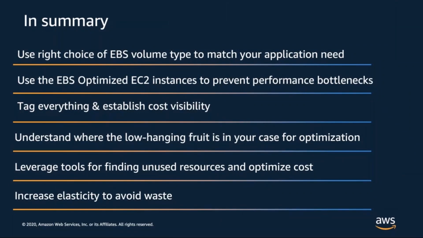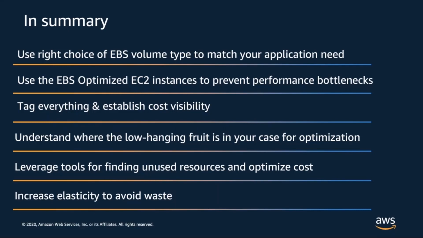In summary, let's wrap up what we have learned so far. The right choice of EBS volume type is critical to meet your application workload based on the throughput and IOPS requirement. EC2 instance right sizing is very critical to prevent performance bottlenecks. Tag everything. Snapshots inherit from EBS volume tags to establish cost visibility. Understand where the low-hanging fruit is in your case for optimization.